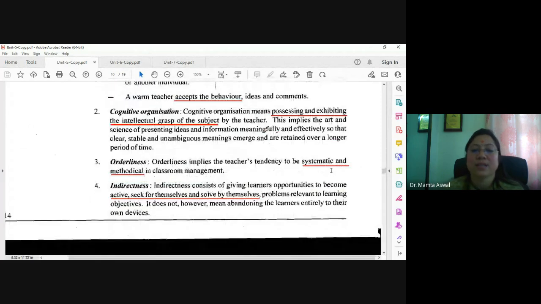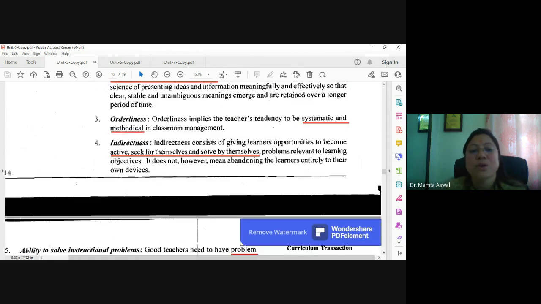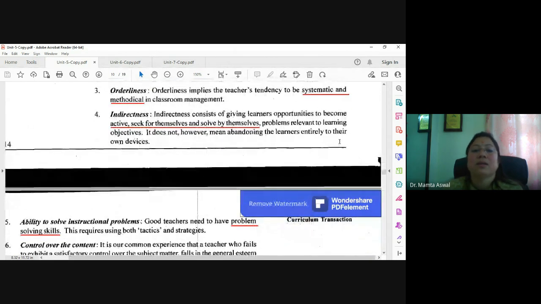Cognitive organization: whatever ideas, whatever information the teacher has, must be presented effectively in a systematic way so that the child understands this. It must not create confusion among the children. There must be an order in the classroom management of the teacher. There must be some kind of indirectness, like involvement of the student.